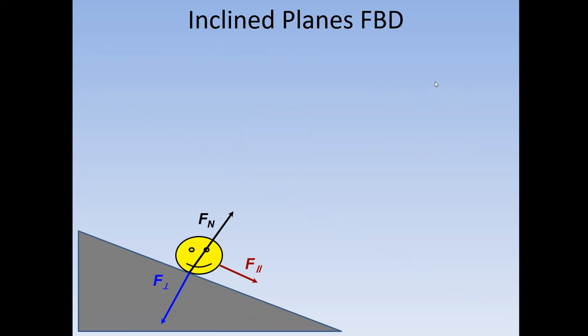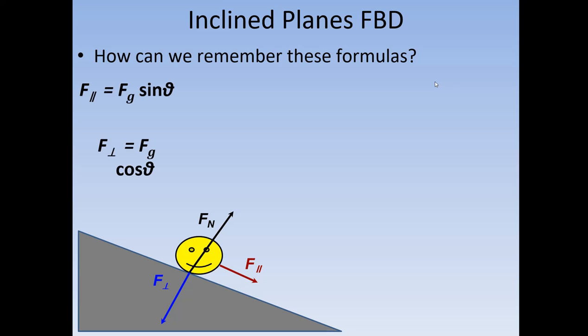But the way that I always tell people is that F parallel is what's going to cause it to slide down the ramp. The force that slides is the force that sines. So slide and sine and slide. That can kind of help remind you that the force that causes the block to slide down the ramp is the one that has sine.